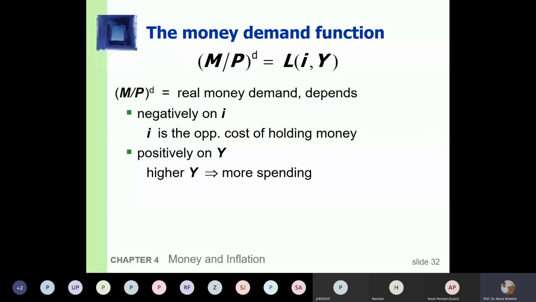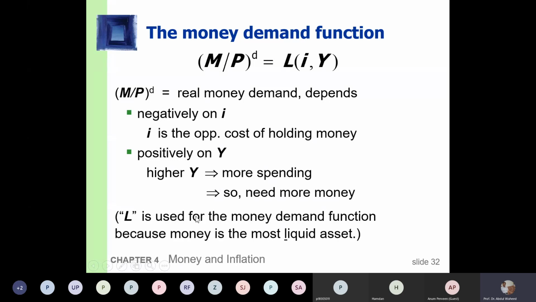So if there is more income or more output, there will be more demand for money because people want to make transactions. For higher income or output, there will be more spending, and so they need more money. L is used for the money demand function because money is the most liquid asset. We have other assets, but they are less liquid.